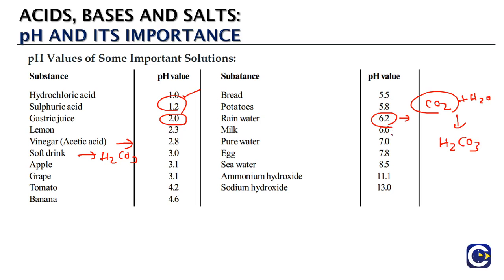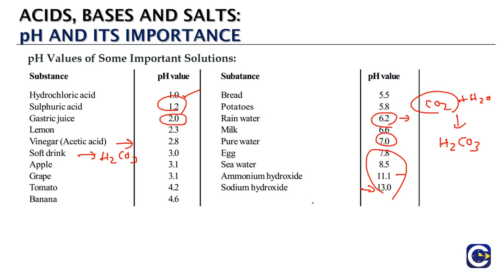Milk is also mildly acidic in nature. Pure water at room temperature conditions will have a pH value of 7 because we are assuming that it is neutral. Then egg, seawater, ammonium hydroxide, sodium hydroxide, all of them will have a pH value of more than 7. So we can see how the common substances that we will be encountering have different values of pH.